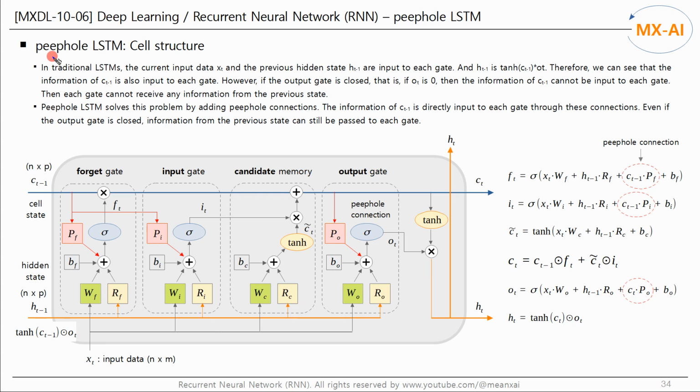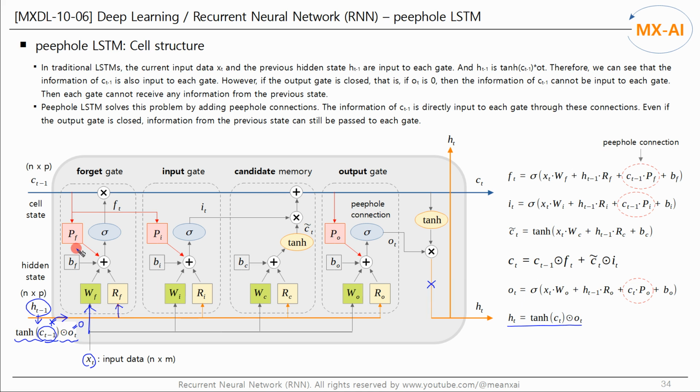Now let's look at the structure of Peephole LSTM. In traditional LSTMs, the current input data xt and the previous hidden state ht-1 are input to each gate. And by this equation, ht-1 is hyperbolic tangent of ct-1 times ot. Therefore, we can see that the information of ct-1 is also input to each gate. However, if the output gate is closed, that is, if ot is 0, then the information of ct-1 cannot be input to each gate. Then each gate cannot receive any information from the previous state.